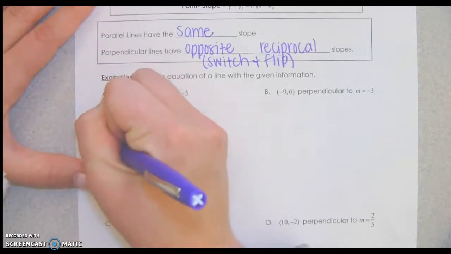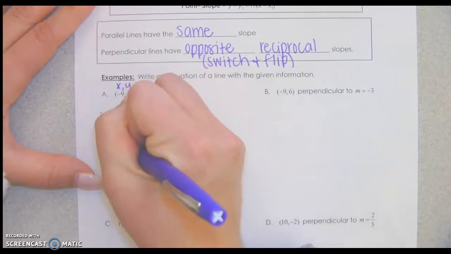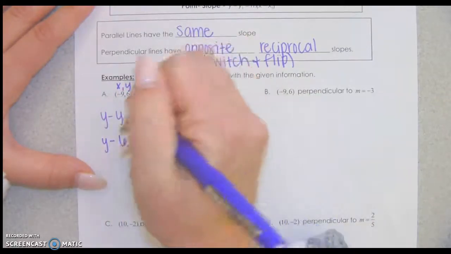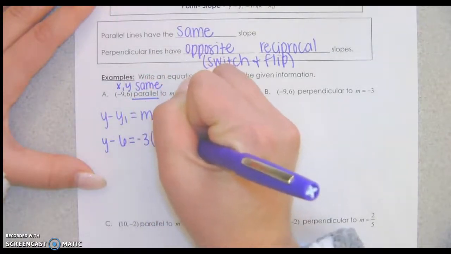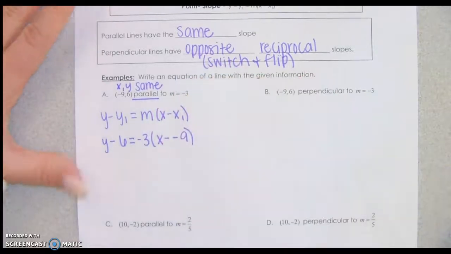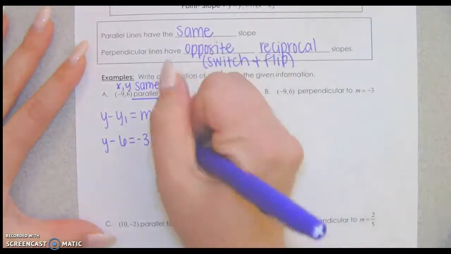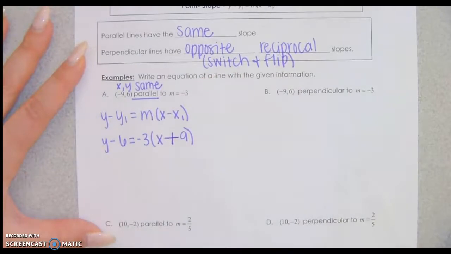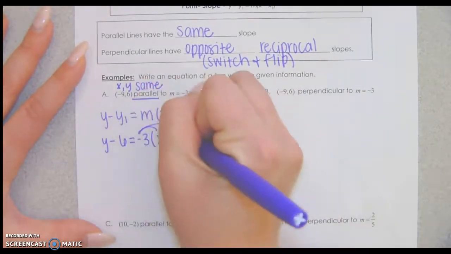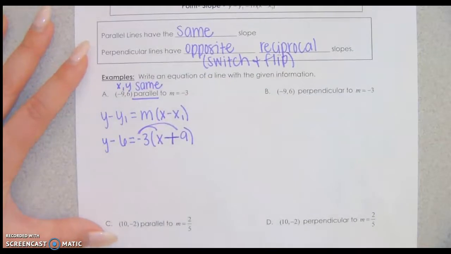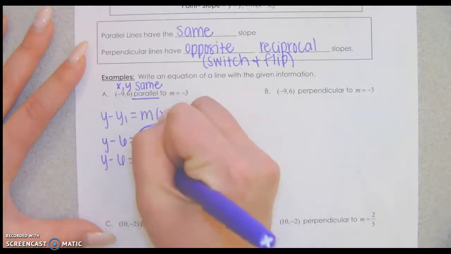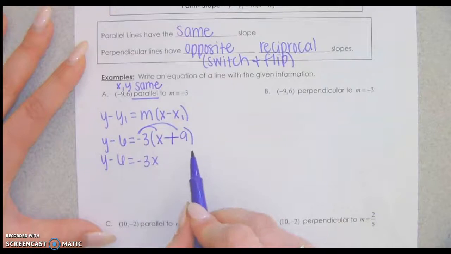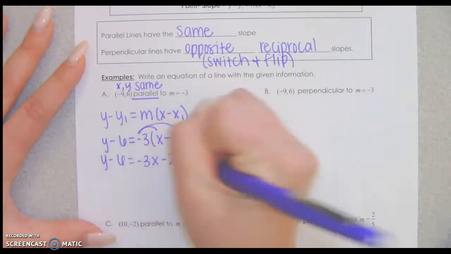So I have y minus my y1 is 6 equals my m is negative 3 times x minus, and my x1 is negative 9. Now, we have two negatives here, so remember that becomes a giant positive. And we're going to distribute the negative 3 to what's inside of the parentheses. So I have y minus 6 equals negative 3x. And then negative 3 times positive 9 is negative 27.